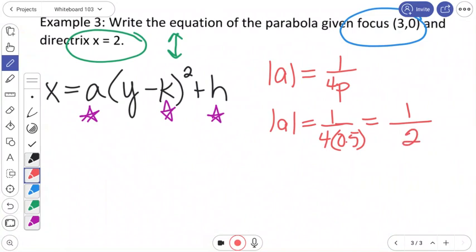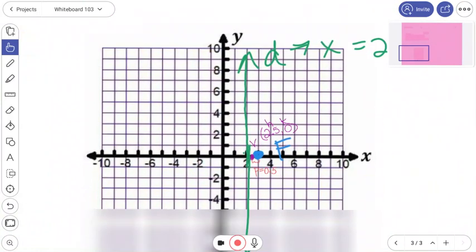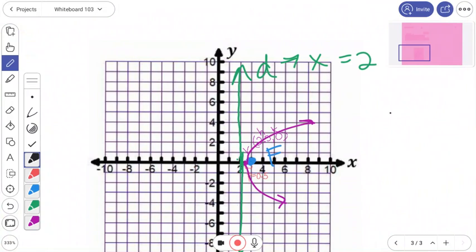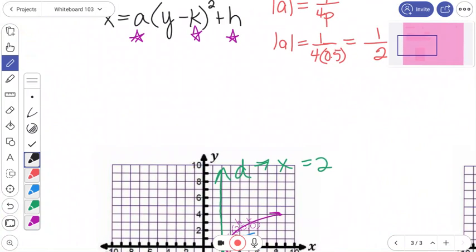Now let's figure out if this a value should be positive or negative. When you look at our graphed attributes, we know our vertex is always in the center, and we know our parabola can never cross our directrix, so it's going to open to the right. And when we open to the right, that means our a value is positive. So our a value is going to end up being a positive 1/2.